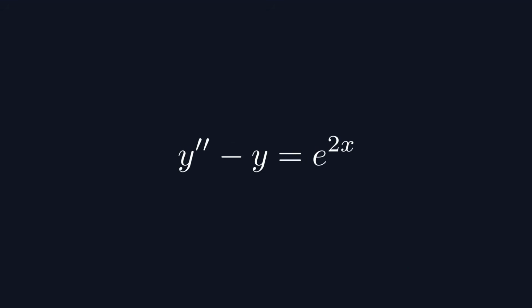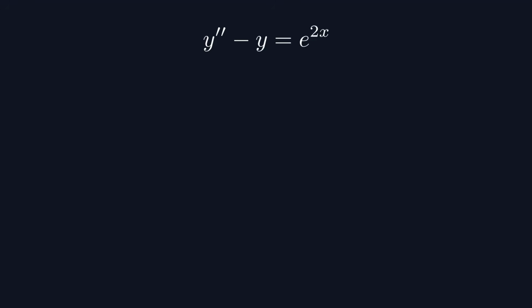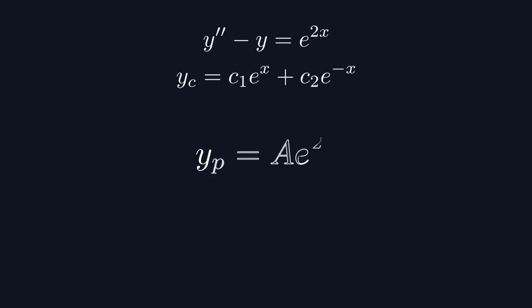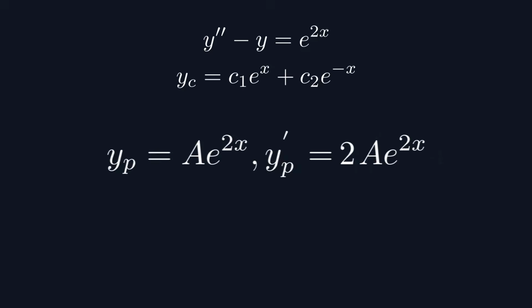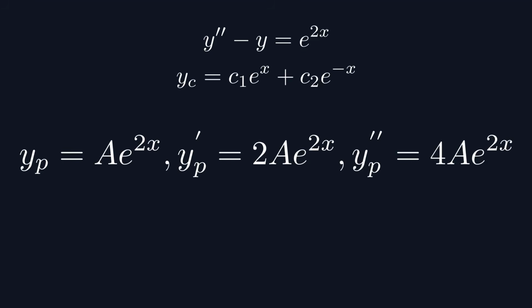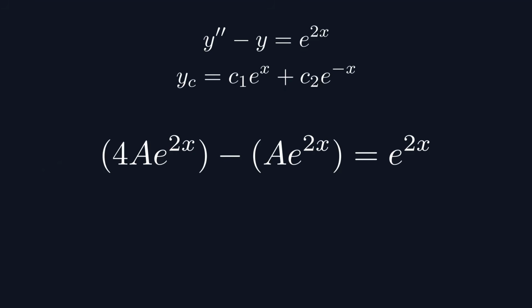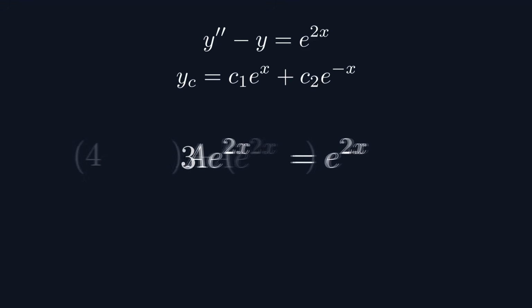Let's solve this ODE. We solve for y sub c first. That is, assume the ODE is homogeneous. We use the characteristic equation method. For y sub p, let's assume that it equals A e to the 2x. But then we have an undetermined coefficient called A, which we need to find. To find A, we compute the first and second derivatives of y sub p. Then, we substitute all of that into the original ODE. Finally, we solve for A.